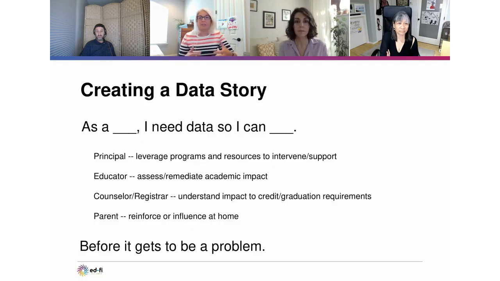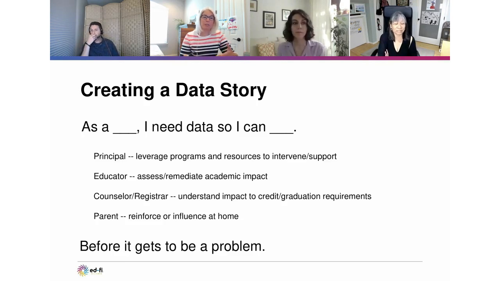So as you sit in your districts and your states, in your offices across the country, you have to create your own data story, right? And Hetty painted a very lovely data story for Connecticut, but individually as stakeholders across education, we also need to understand our data story: what data do I need from what systems so I can do my job, whether that be a principal leveraging information to understand what programs and resources to invest in, all the way to a parent understanding my own student's attendance data so that I can help reinforce at home and make sure that my student gets to school and is engaged in their learning.